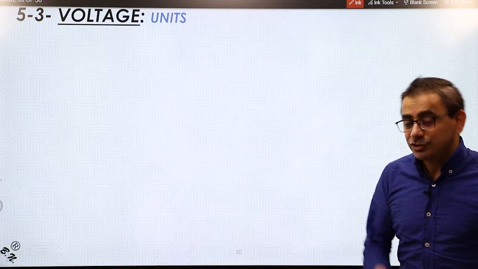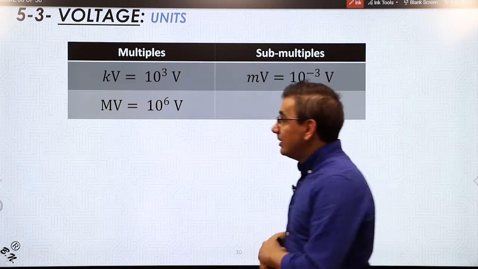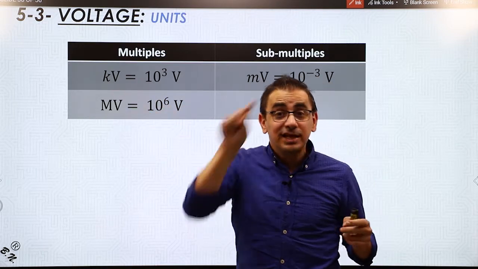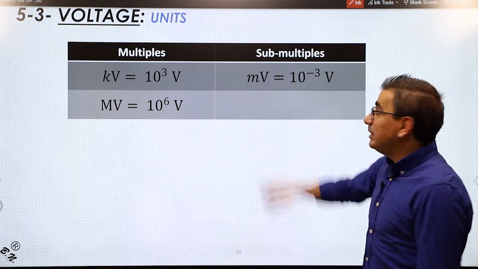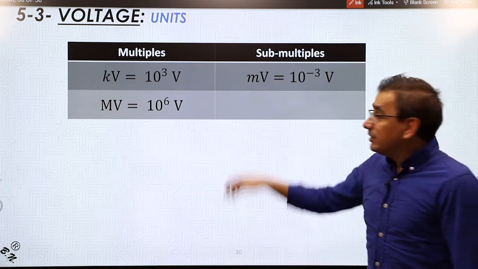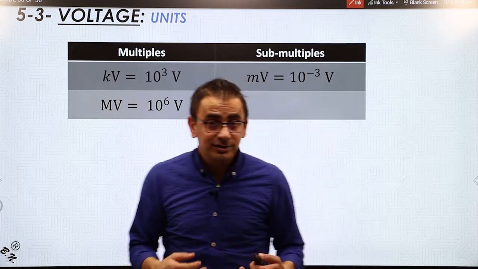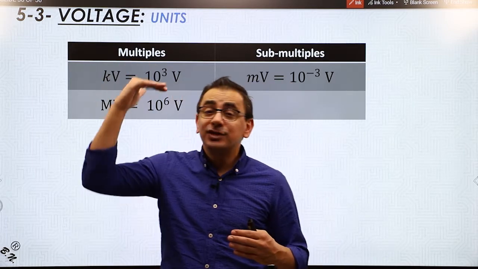Other units of voltage, since we have the volt as the basic, we have some others. We have the kilovolt, 1000 volts, just like we said about the ampere. We have the millivolt, which is 10 to the power minus 3. Now the megavolt is 10 to the power 6 volts. It is found a lot, especially when we go to high tension wires.